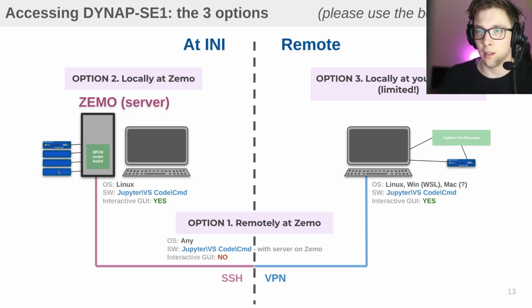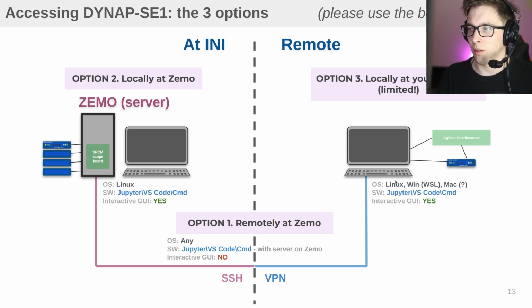There is also currently a digital oscilloscope board available directly at the server, so you can get analog traces when accessing Zemo remotely. Option number 2 is to just come to INI directly, and you can do some of the experiments or some calibration locally when you just sit down next to the machine and get access to all of the interactive features to quickly tune something for your network. The scenario for this is such that you do the calibration, save the parameters, and then keep working remotely.